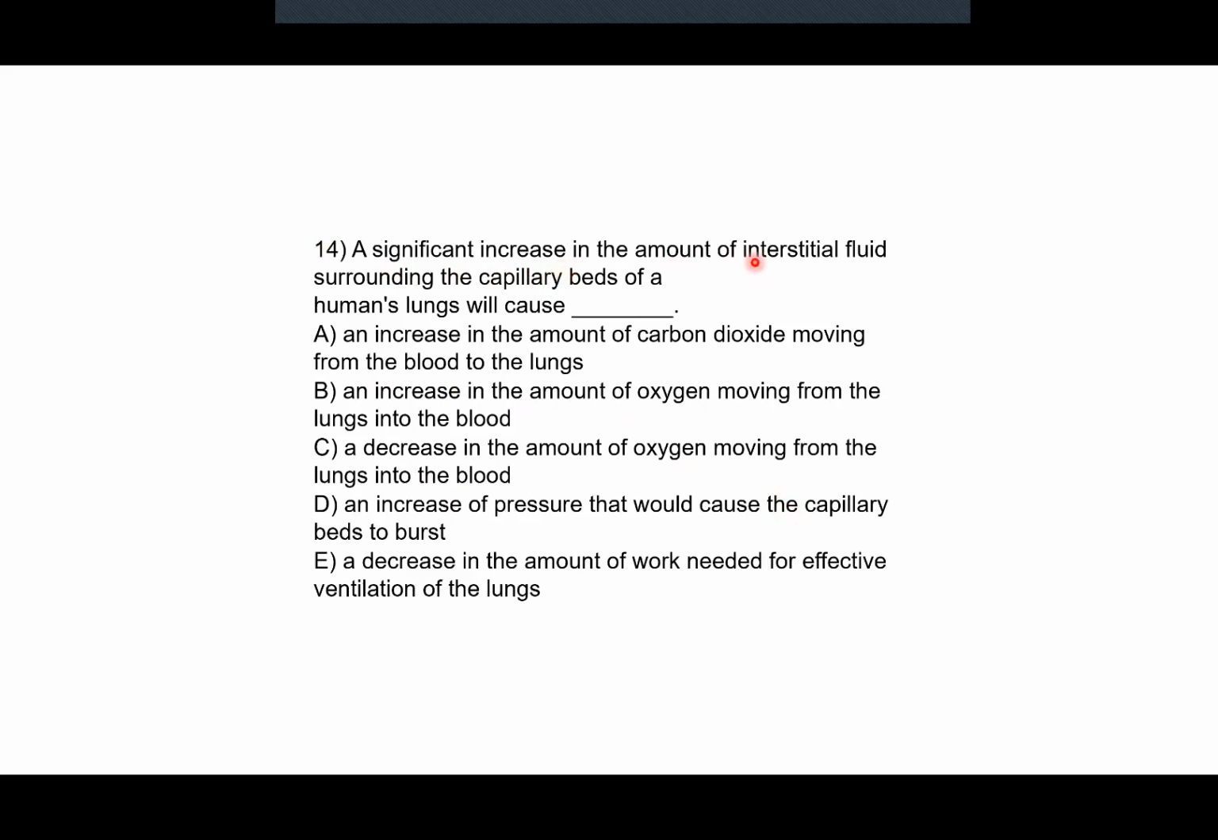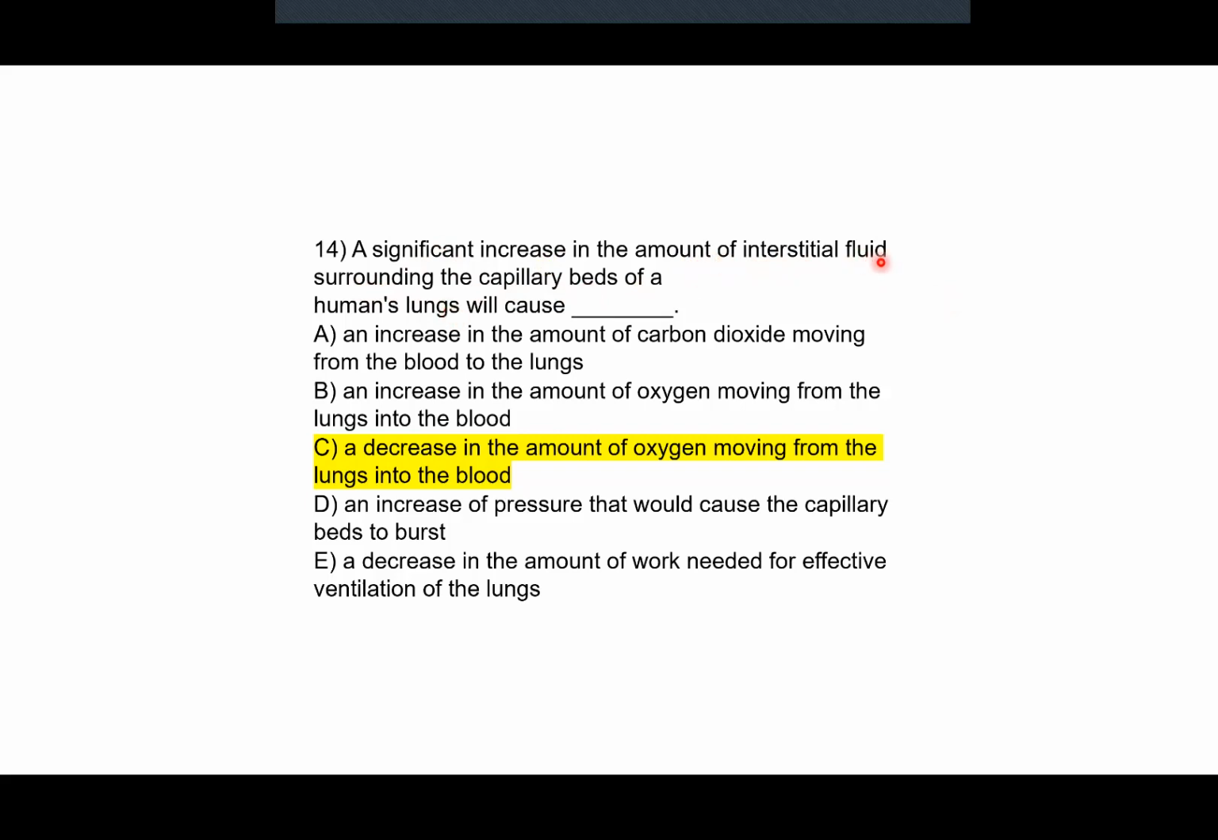14, a significant increase in the amount of interstitial fluid surrounding the capillary beds of a human's lungs will cause C, a decrease in the amount of oxygen moving from the lungs into the blood. Now, we have a new and probably unfamiliar term, interstitial fluid. And if you didn't know what this was, just try to think of it conceptually, what this question is asking. So we're talking about a significant increase in fluid, even if you don't know what interstitial means, surrounding the capillary beds of a human's lungs.